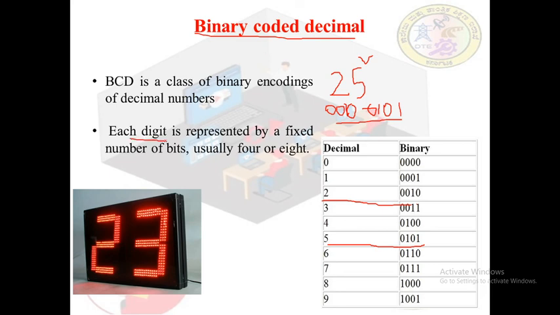So here each digit is represented by a fixed number of bits, usually 4, or it can also be 8. So here we have the 4-bit data. Similarly we can have 8 bits also. So here we have the 8-bit data. For all the numbers we can have the 8-bit data associated.